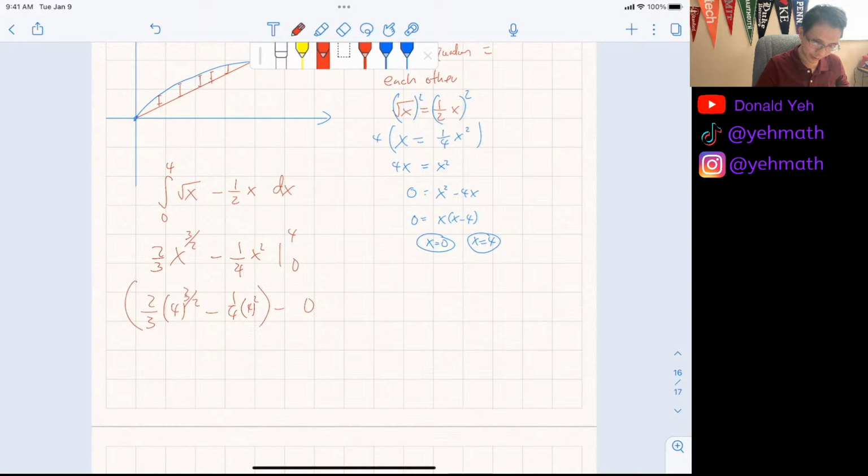So that's going to be, well, square root of 4 is 2. 2 to the 3rd power is 8. 8 times 2 over 3 is 16 over 3. Minus 4. So that's equal to, I think, 4 over 3. And I think that's the final answer. I multiply this by 3 over 3, so it's 12. So 4 over 3.